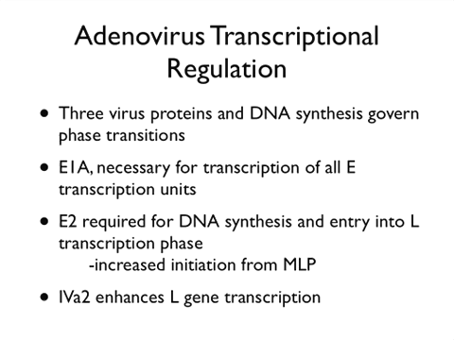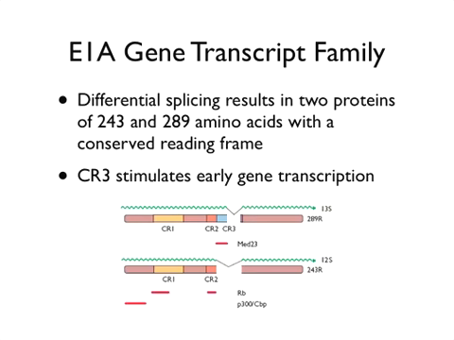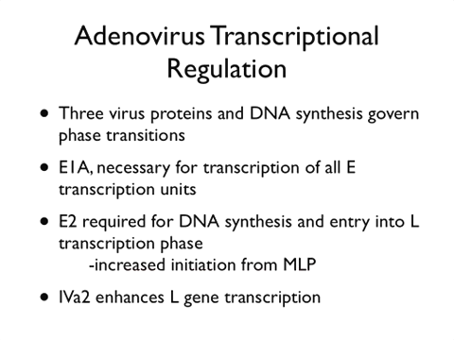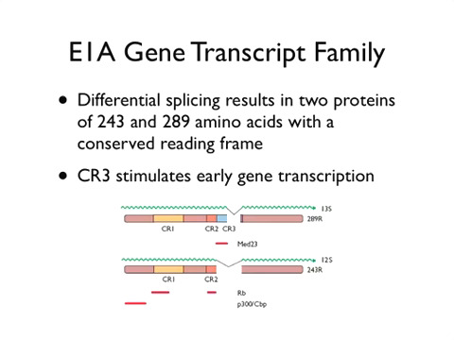What about the adenovirus transcription regulation? That's governed by 3 virus proteins and DNA synthesis, and that's what's required to regulate adenovirus transcription. E1A is necessary for transcription of all early transcription units. E2, an early protein, is required for DNA synthesis and entry into the late transcriptional phase. And it results in increased initiation from the major late promoter, in part as a result of expression of the protein called 4A2, which enhances late gene transcription.